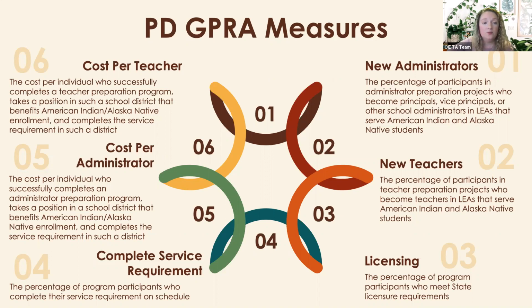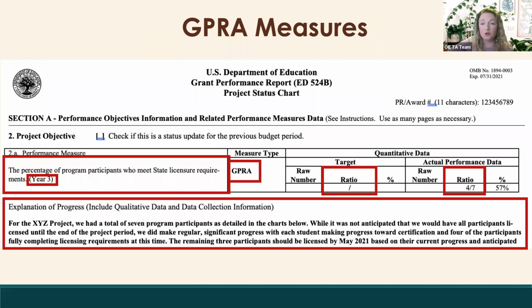All right. And let me show you what this will look like in the actual form, because I think that's helpful as well. So we've kind of talked through each of the pieces, and now here's some examples. So this first one is a GPRA example. So you'll notice I went with one that would be applicable to everybody. So the percentage of program participants who meet state licensure requirements, that's word for word from your GPRA. I put what year of implementation I'm in. So for this example, I'm in the 3rd year of my grant.